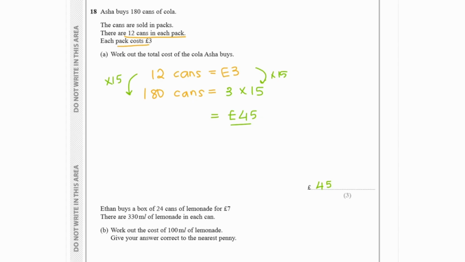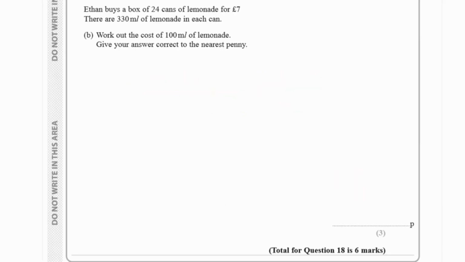Part A was worth 3 marks, so we would get a first mark for being able to identify that we need to multiply by 15, a second mark for multiplying the £3 by 15, and a third mark for a correct answer of £45. The next part of the question says, Ethan buys a box of 24 cans of lemonade for £7. There are 330 millilitres of lemonade in each can. Work out the cost of 100 millilitres of lemonade.